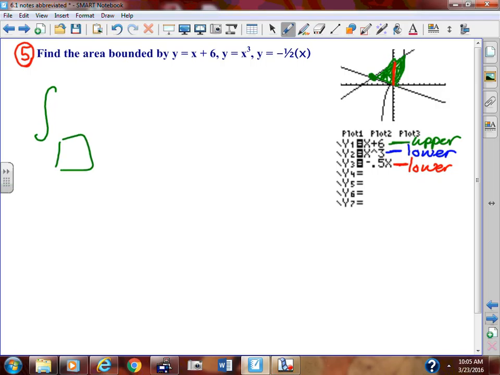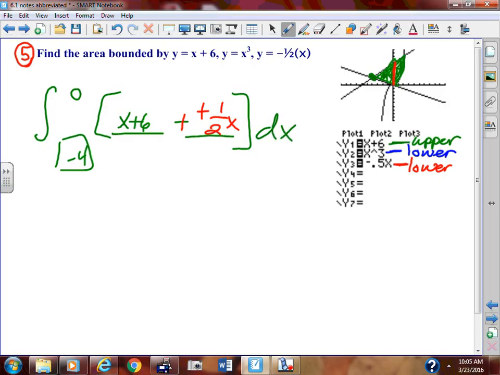It's going to stop, though, at 0. Somebody got where that intersected? Negative 4. Okay, so negative 4 to 0. Now, the upper function, you all told me, was always x plus 6. So I'm going to plug that in. Minus the lower function on this one would be what? Negative 0.5, so negative 1/2 x. All right, will you agree that we can make that plus a positive? Okay. All right, and then we got dx.